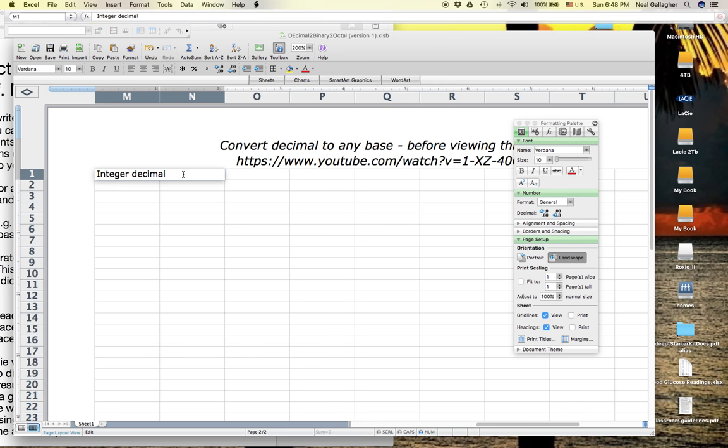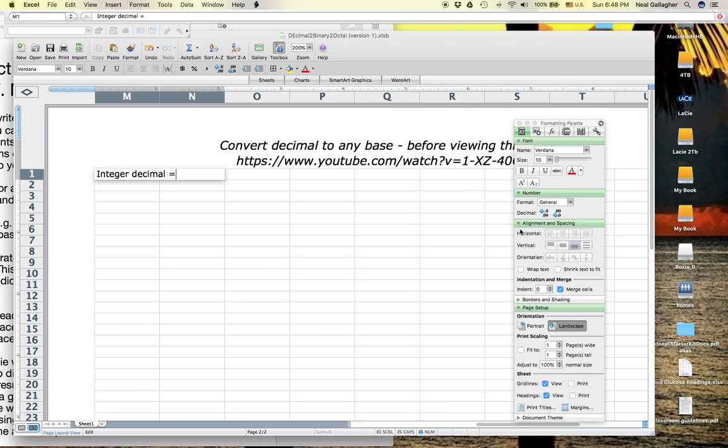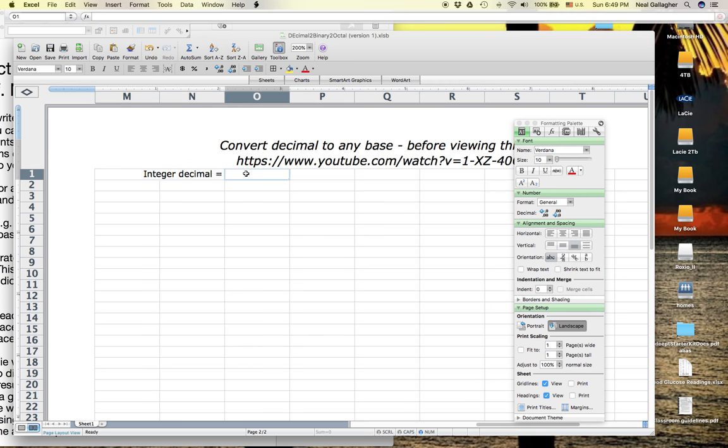So I'll put integer decimal and then equal, and then I want to move all this text over to the right side. I do that by going to my Alignment Format menu, and first I click on this, then I click on this, and that moves it all to the right side. Then in this cell I'll put the integer that I want to work with, and let's make it something a little bit more interesting than 10. Let's say 101.